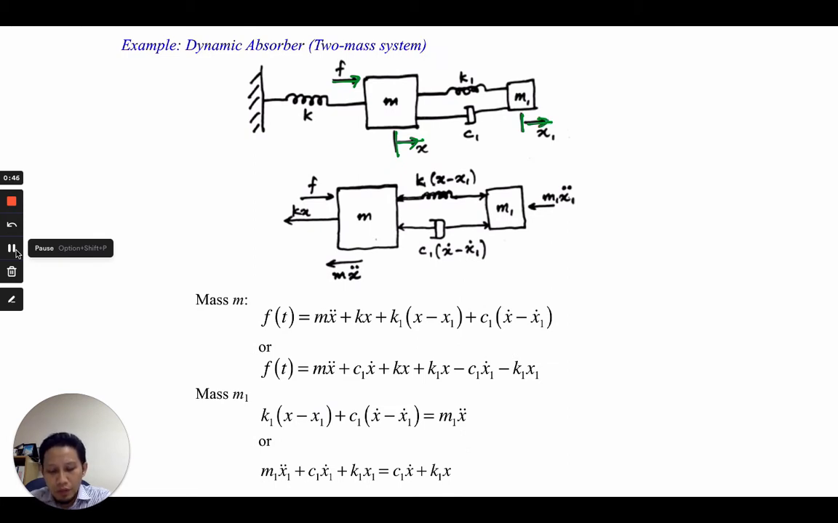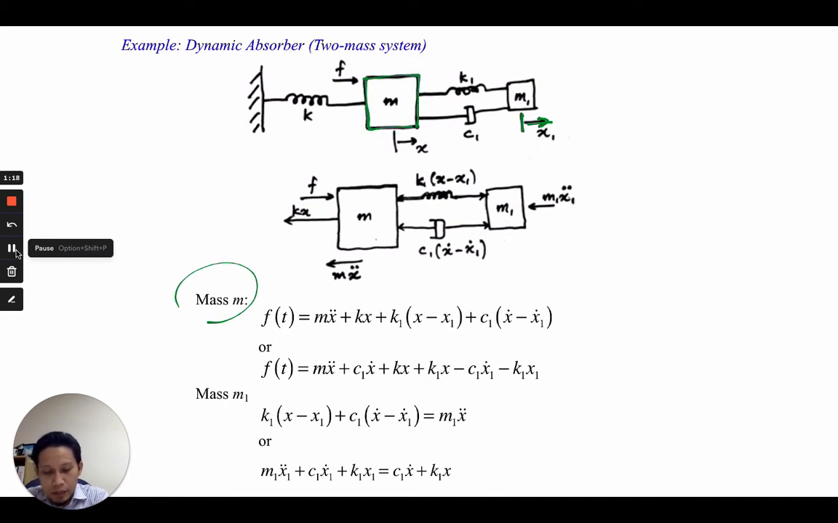For this mechanical system, we have to come up with two equations because we have 2 degrees of freedom, with two masses M and M1. So let's focus on the first one first. We have mass M. Let's consider the components that are connected to the mass M. So this is the mass M.